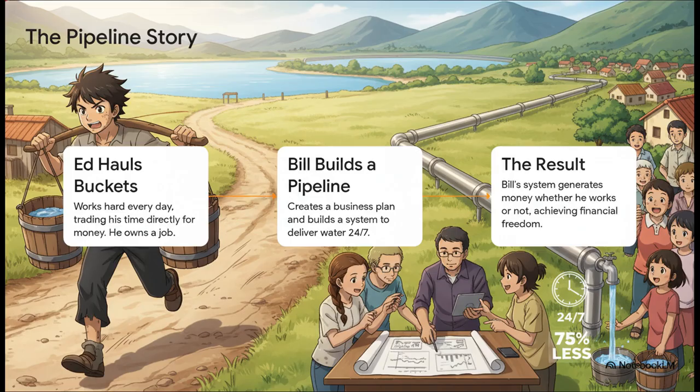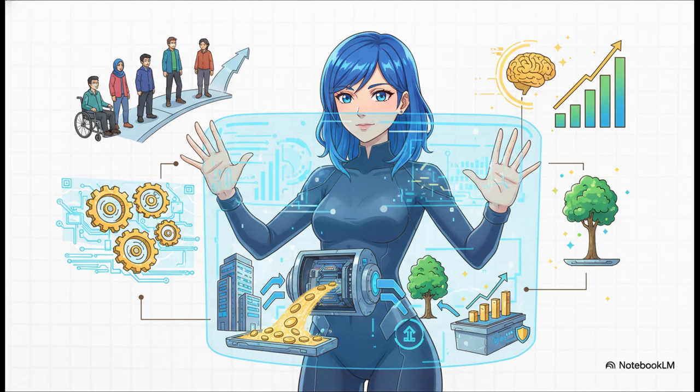See, Ed owned a job. Bill owned a system. Building that pipeline requires a completely different set of skills than just hauling buckets. It's not about being the strongest or the fastest worker. It's about leadership, it's about financial intelligence, and it's about understanding systems. The most crucial skill is learning how to take that earned income from the left side and convert it into passive, income-generating assets on the right.